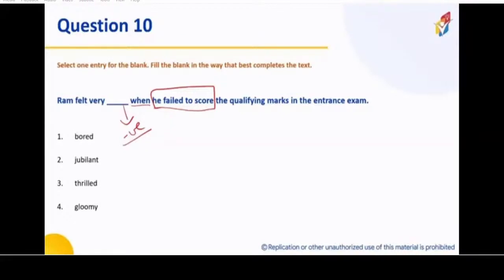Jubilant means excited, full of energy, enthusiasm, fun. You are happy. So you say the Indian crowd is jubilant when Sachin hit a 6. So jubilant is incorrect. Thrilled also is positive. As you know, thrilled is excited, enthusiastic, full of energy, full of verve, etc. So you either have bored or gloomy.